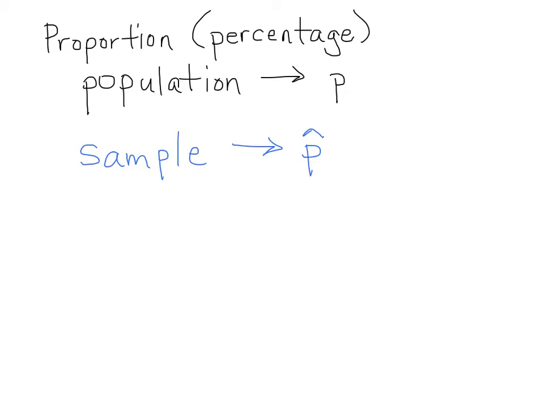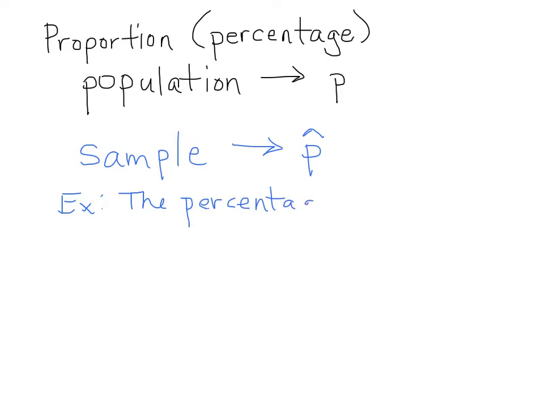And there are a lot of samples that you can collect, so there are a lot of p hats that you could get. Each sample would have a different p hat or sample proportion. All the possible sample proportions that we could get from the population of a certain size will give us our sampling distribution.